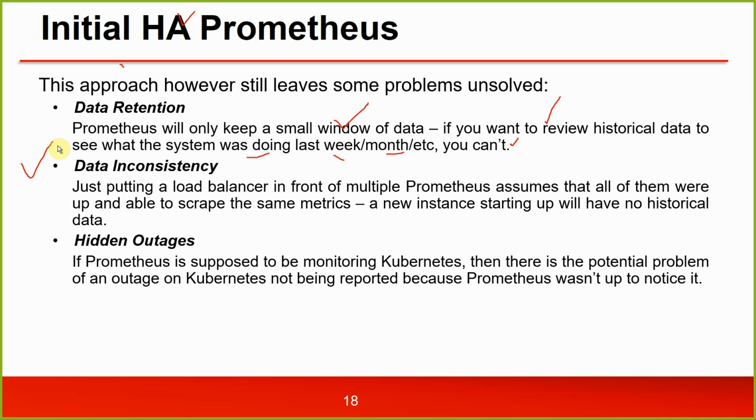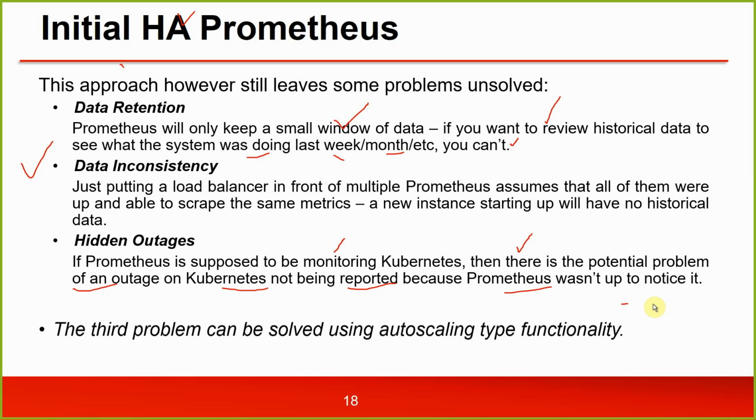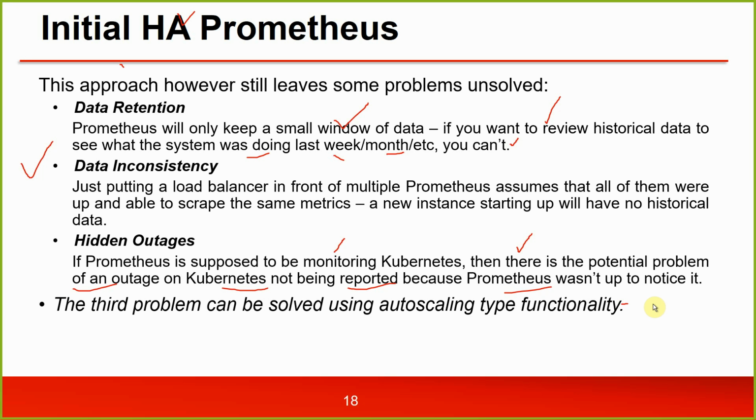And third is hidden outages. If Prometheus is supposed to be monitoring Kubernetes, then there is a potential problem of an outage of Kubernetes not being reported because Prometheus itself was not up to notice it. The third problem can be solved using auto-scaling type of functionality.